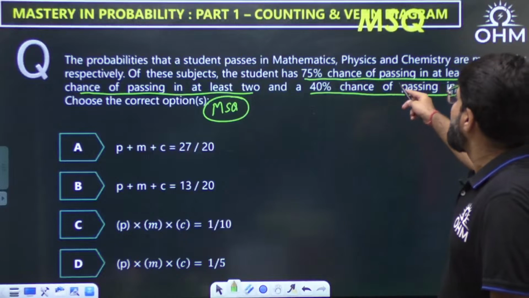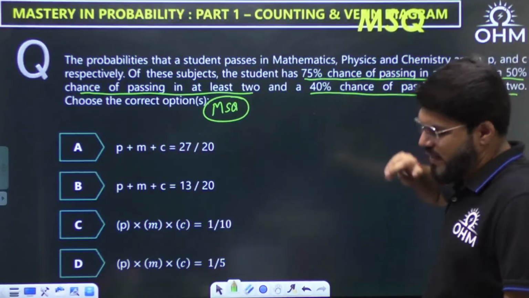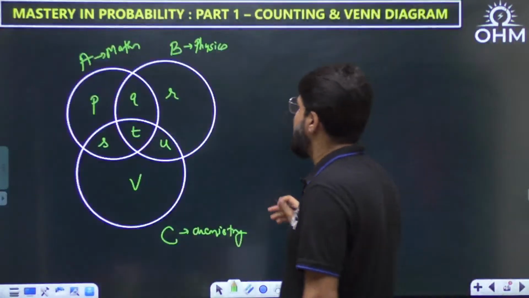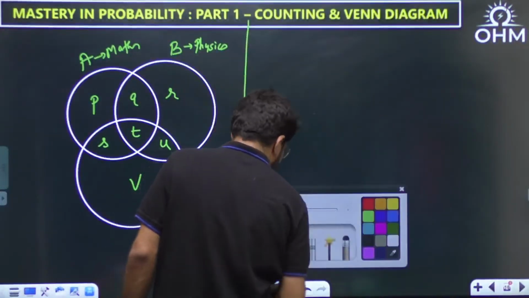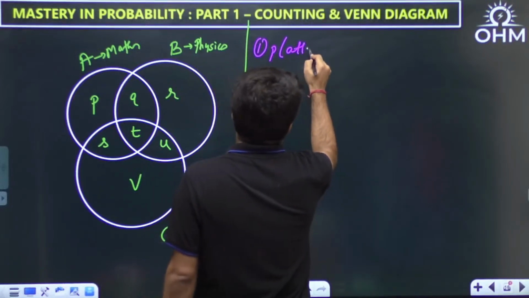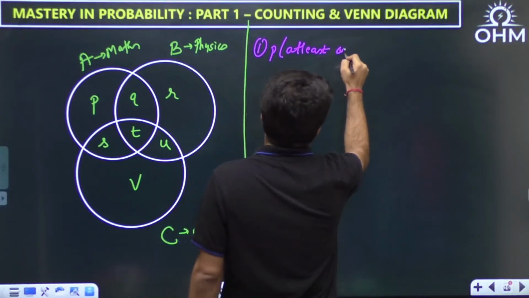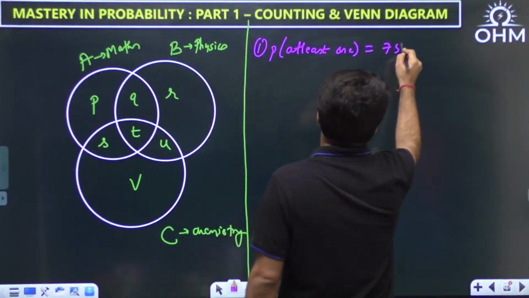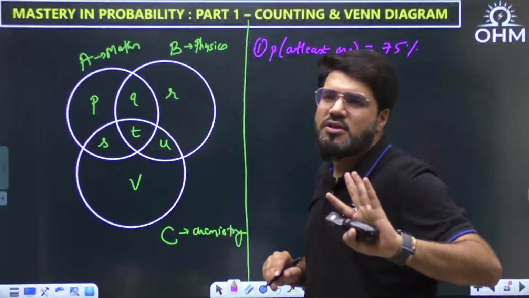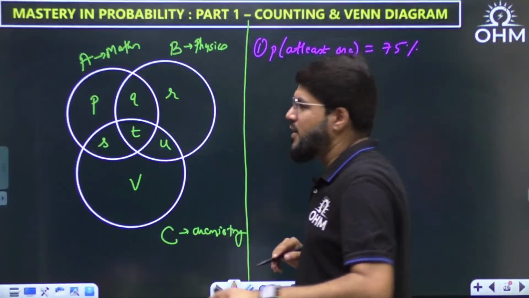75% chance of passing in at least one. What is the first statement? 75% chance of passing in at least one. Let us understand this in an equation. The first event is the probability of passing in at least one, which is 75%. At least one means 1 or 2 or 3 subjects. At least one event should occur, at least one of them.